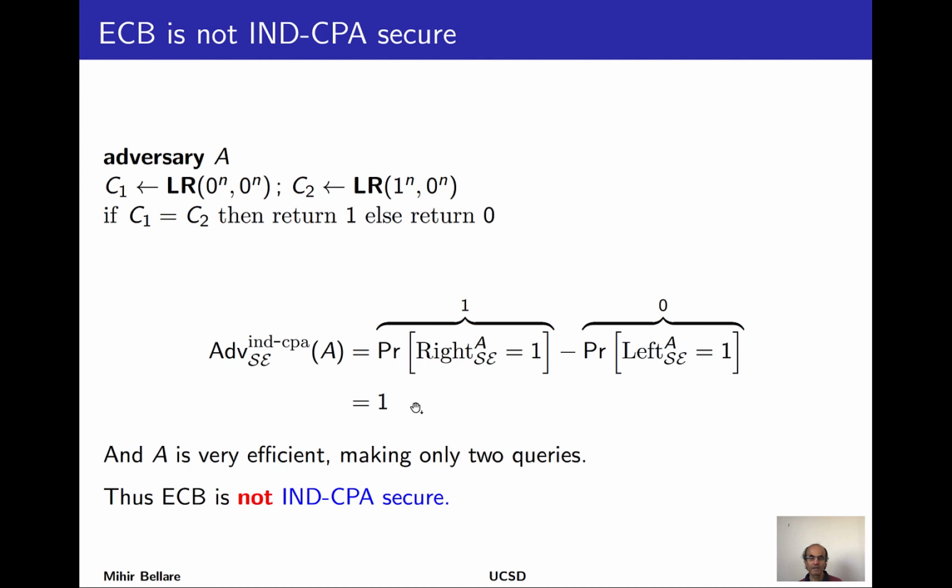Additionally, the adversary was extremely efficient, making only 2 queries, so we can conclude that electronic codebook mode is not IND-CPA secure, thereby backing up our informal intuition about its insecurity with the formal claim that helps us validate the definition and also invalidate ECB.